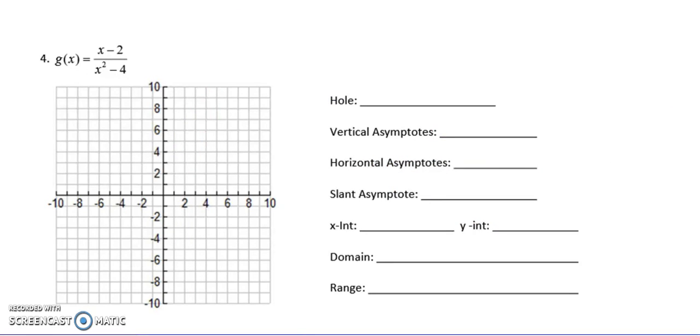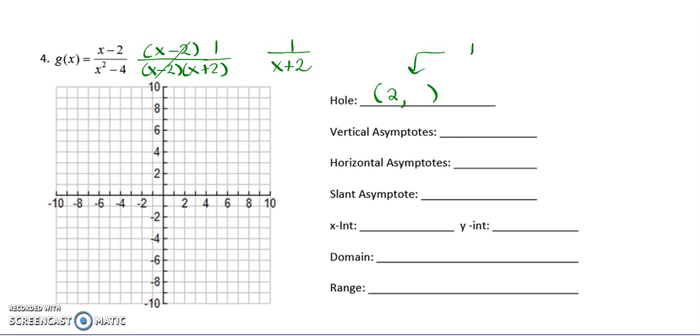So in this one here, let's go ahead and start factoring. We get x minus 2 over x minus 2 times x plus 2. So these x minus 2's are going to cancel, and I'm left with 1 up top. Anytime everything cancels from one side of your fraction, you're left with a 1. So that also means since x minus 2 cancels, we have a hole with an x value of 2 and a y value of 1 over 2 plus 2, which means 1/4. So 2, 1/4 is about here. Remember, I make it pretty dramatic.